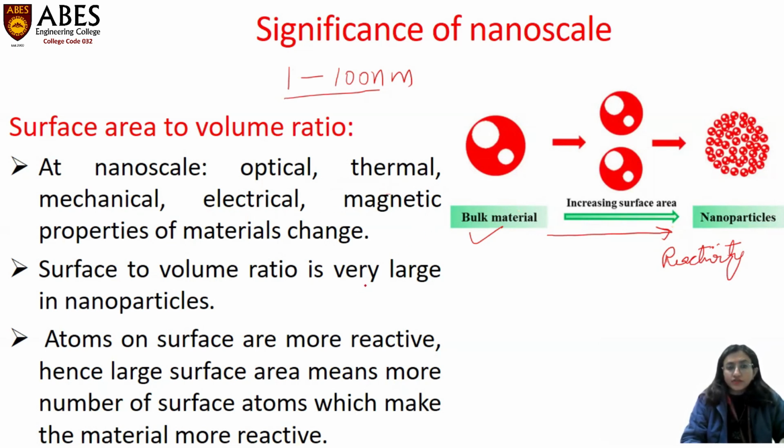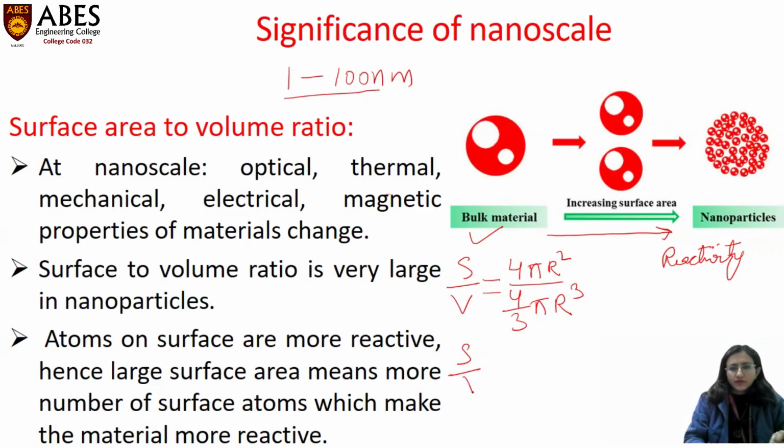So the surface to volume ratio is very large in nanoparticles. Atoms on the surface are more reactive. Hence, a large surface area means more surface atoms, which makes the material more reactive. We can prove this theoretically. If I have a specimen which is spherical, its surface area will be 4 pi r square, and its volume is 4 by 3 pi r cube. So we come to know that the surface to volume ratio is 1 upon r.